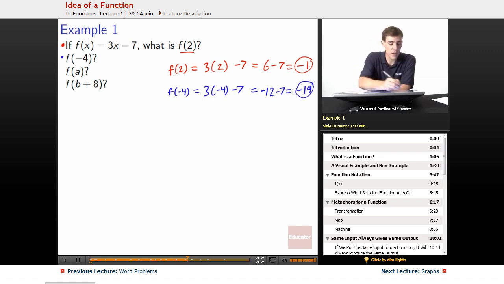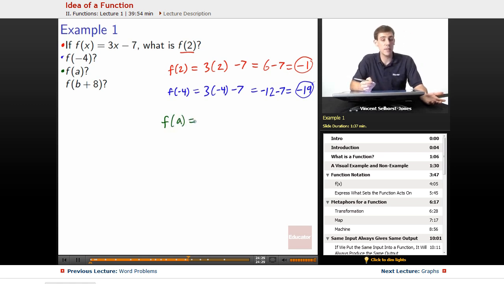Oh no, what if we have to use something that is a variable? No problem. We still just follow the exact same rules. F of a, well, what happened to x? It became 3x minus 7, so now it's going to become 3a minus 7. So we get 3a minus 7.